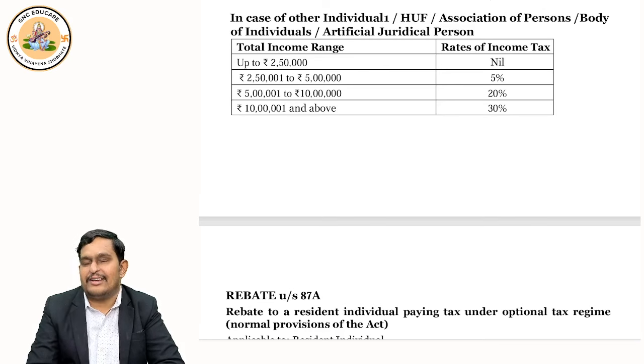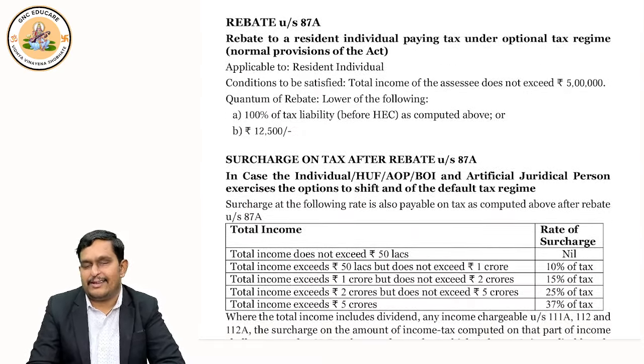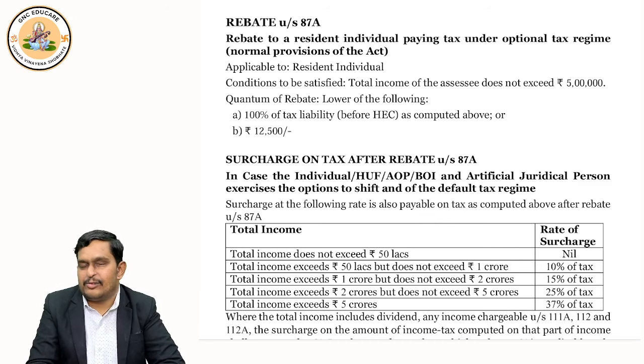Now, once we understand the tax rates, you should also understand some discount is given. We call it rebate actually. Rebate is a discount in tax. So you will get discount in tax if you are a resident individual. If I ask you, is this rebate available to non-residents? The answer is no. Is this rebate available to HUF, AOP, BOI, AJP? The answer is no. Then to whom is it available? Rebate is available only to resident individual.